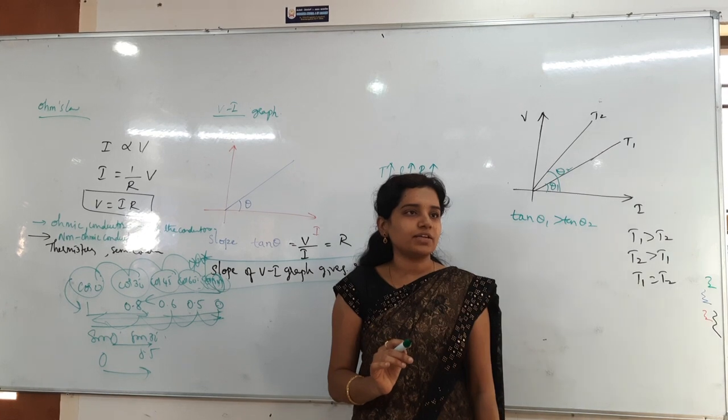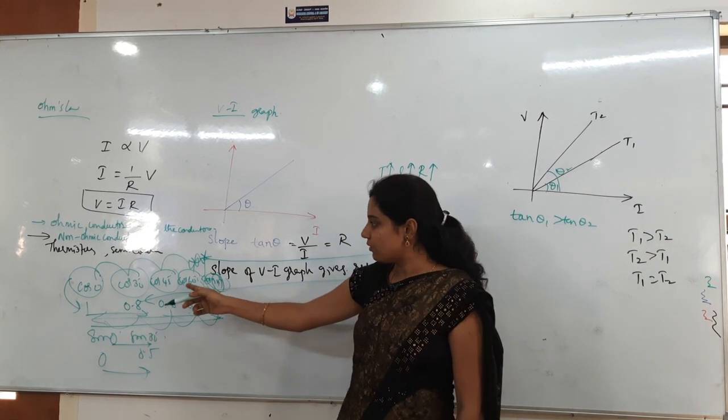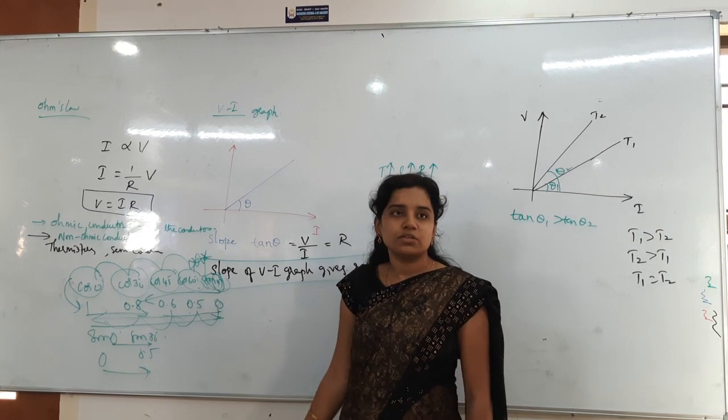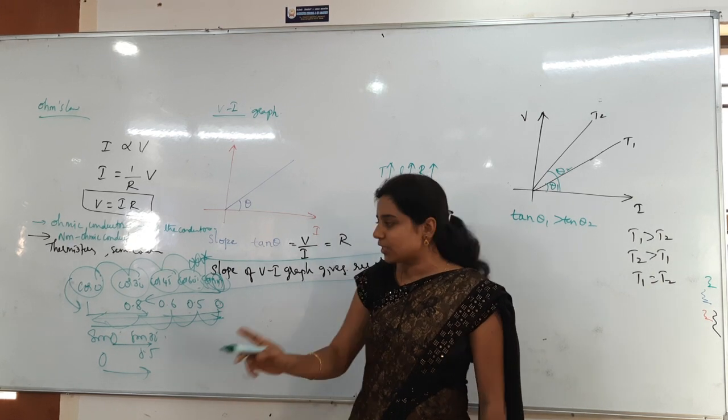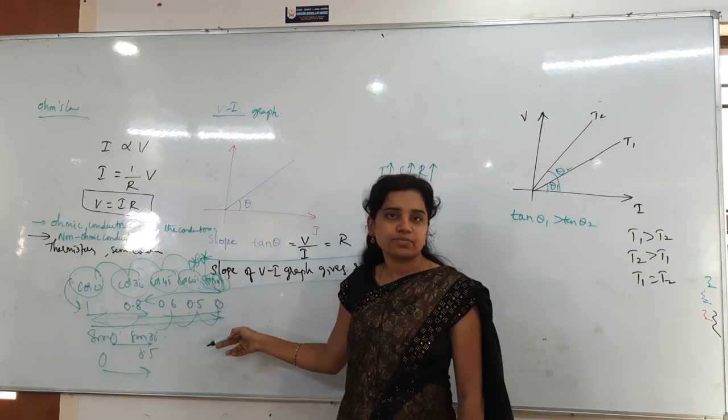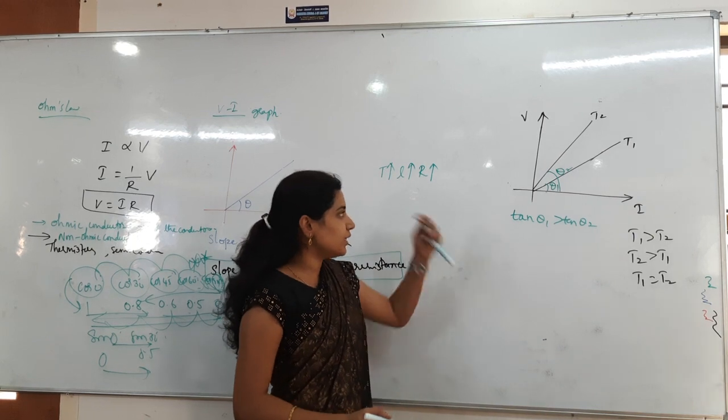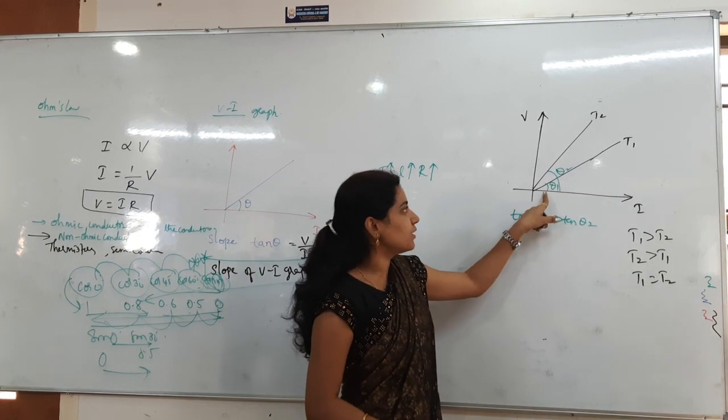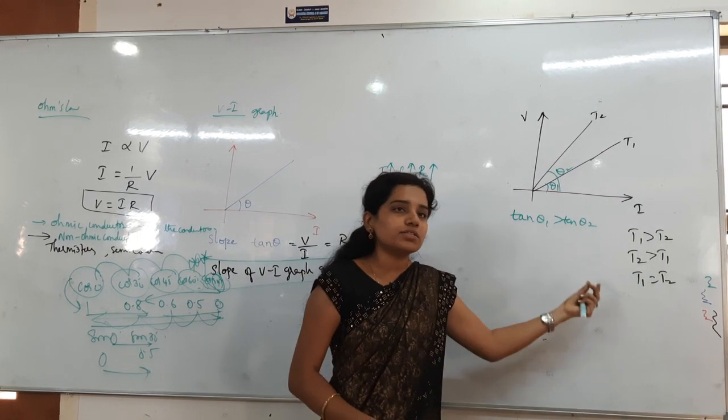Did I say anywhere like that? No, it will not happen. Why? Because they will always be opposite to each other. Whenever the angle is increasing, at that time the numerical value decreases. Clear? So here the main thing is, whenever theta 1 is greater, automatically tan theta 1 is also greater.